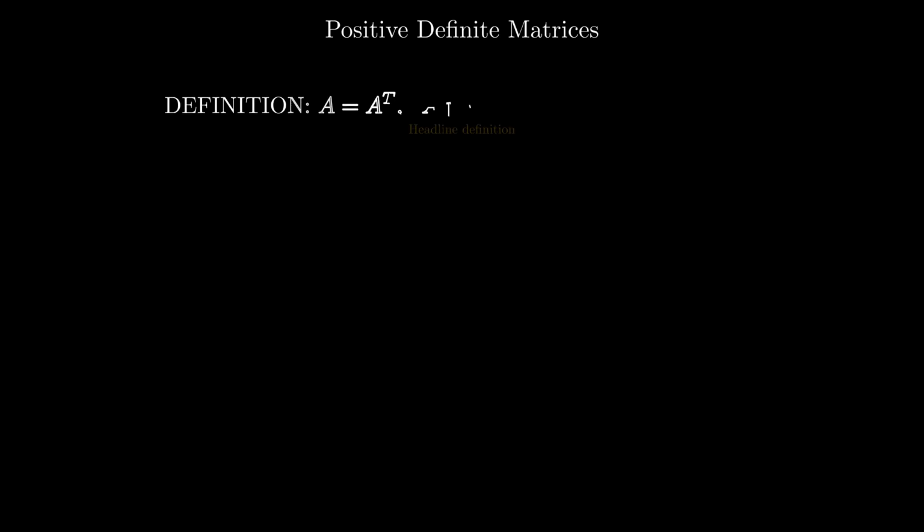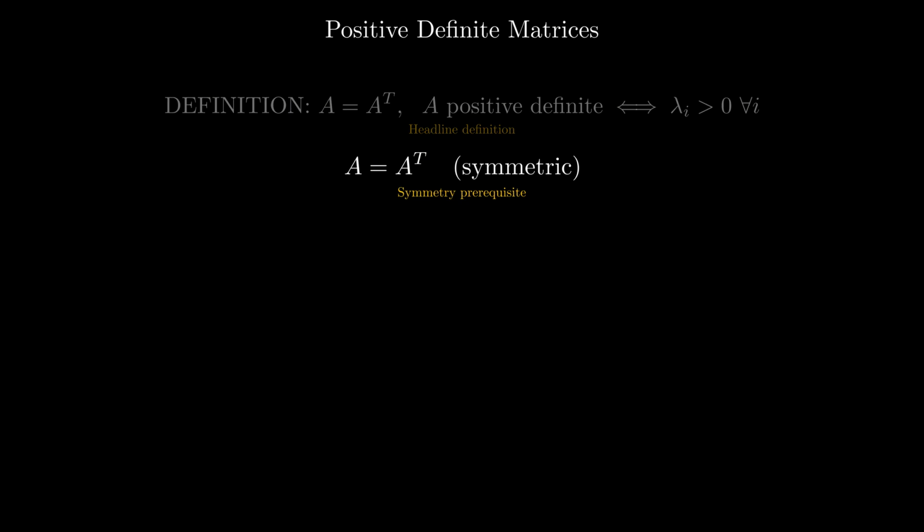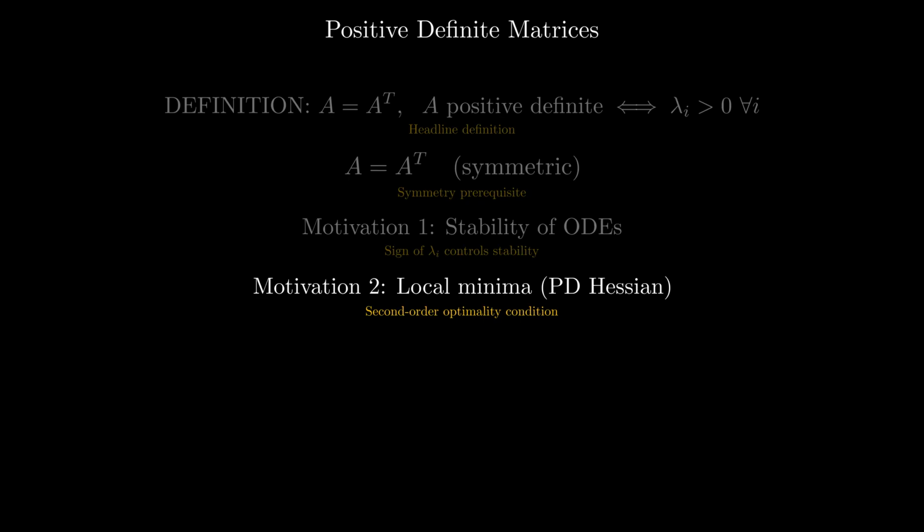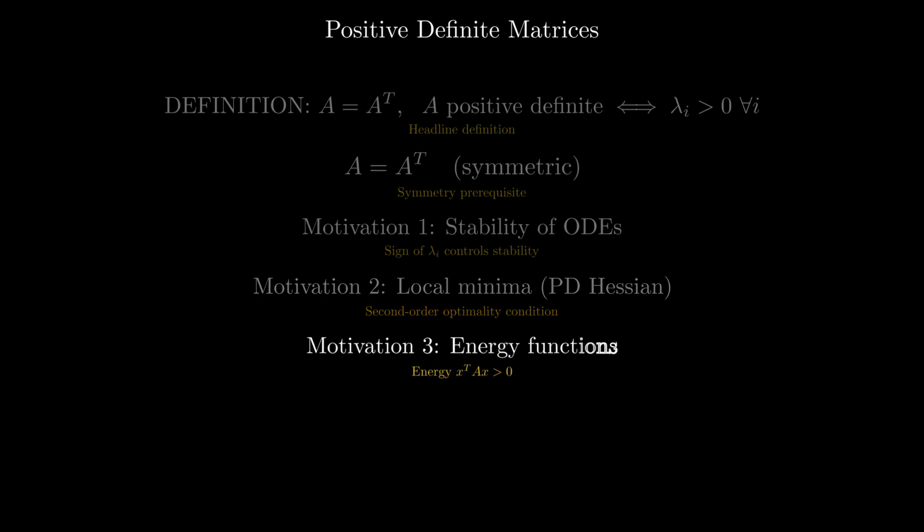First, the definition. A symmetric matrix, meaning it equals its own transpose, is positive definite when all of its eigenvalues are strictly positive. Why should we care? In differential equations, the signs of eigenvalues determine stability. In optimization, a positive definite Hessian signals a local minimum, so we constantly need to know the signs of eigenvalues, often without actually computing them.